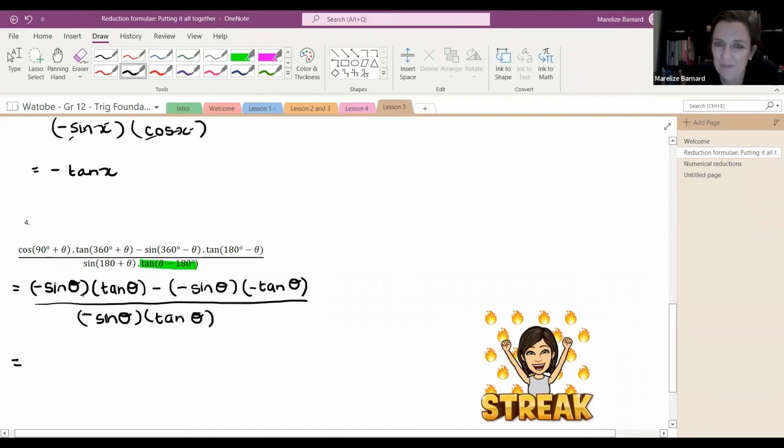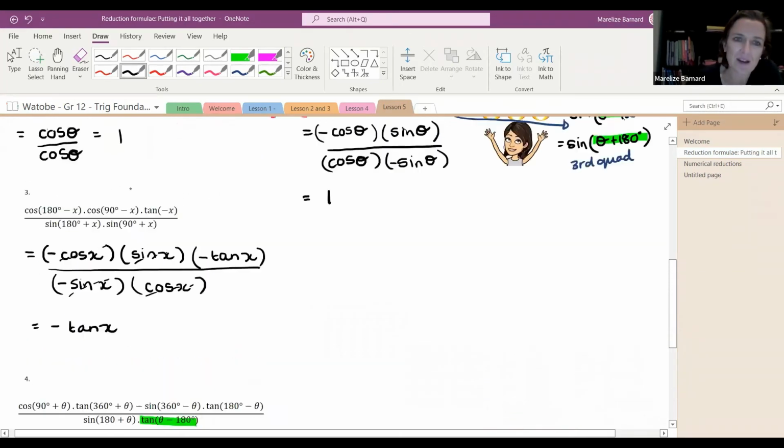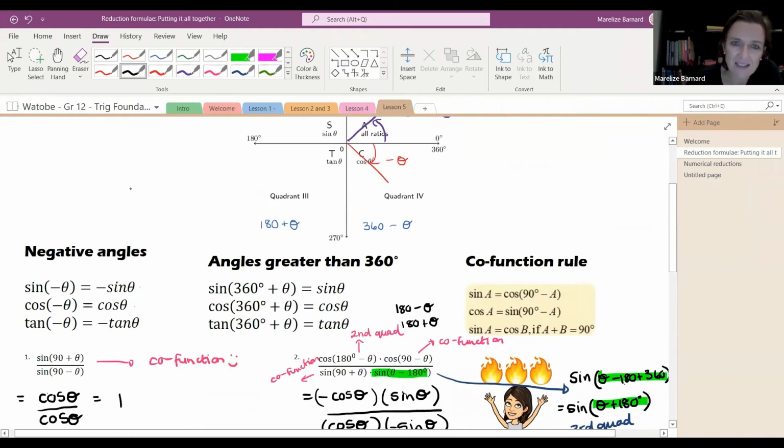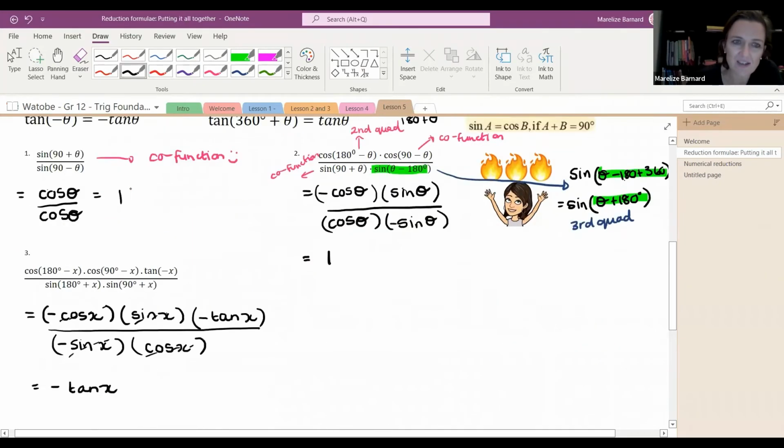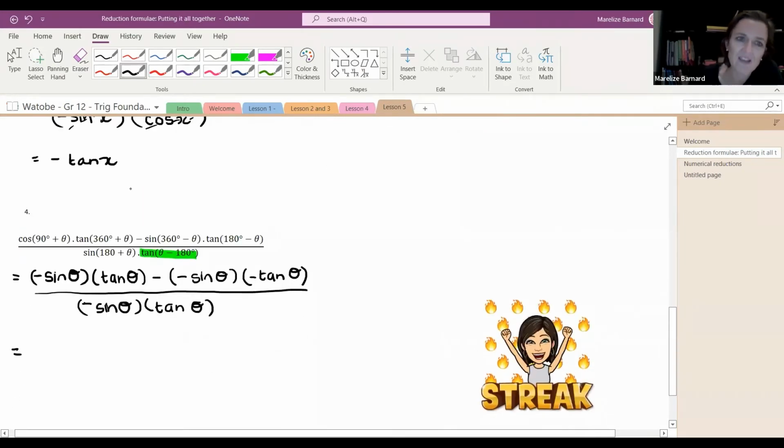Okay, I think the closest one so far is answer 2. That is the closest one so far. Okay, then tan 360 plus theta. Remember what we said here about angles greater than 360? That's just actually in the first quadrant. So tan 360 plus theta is positive.